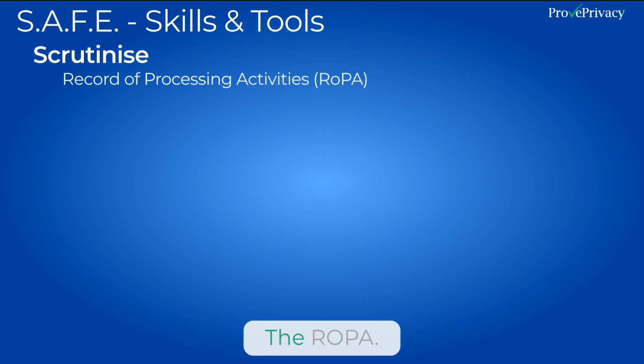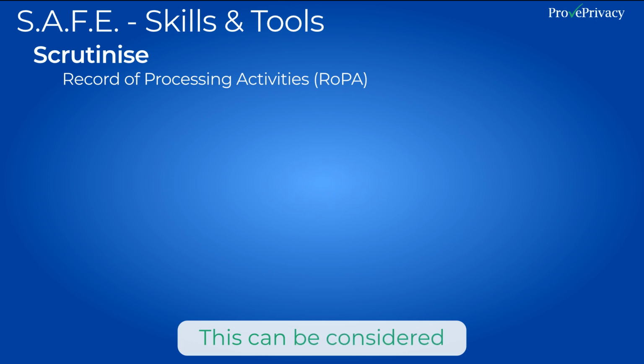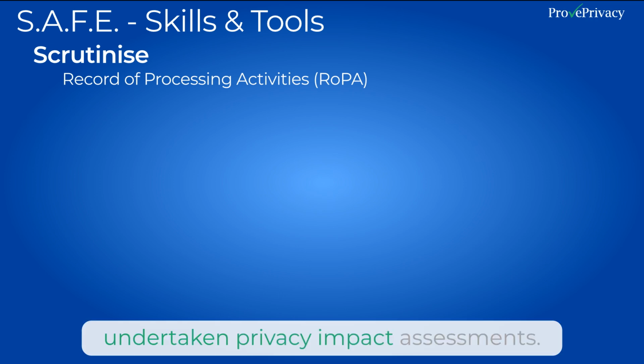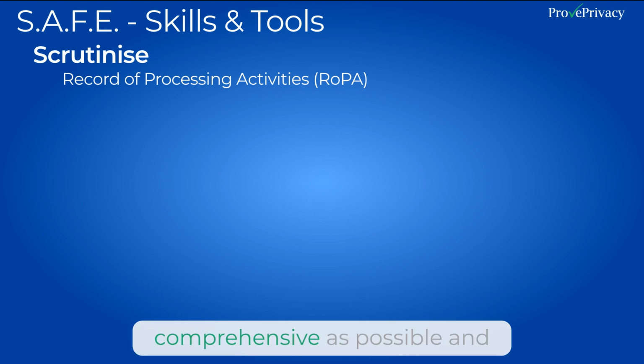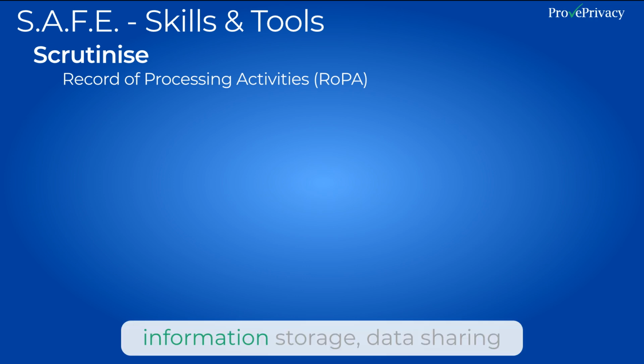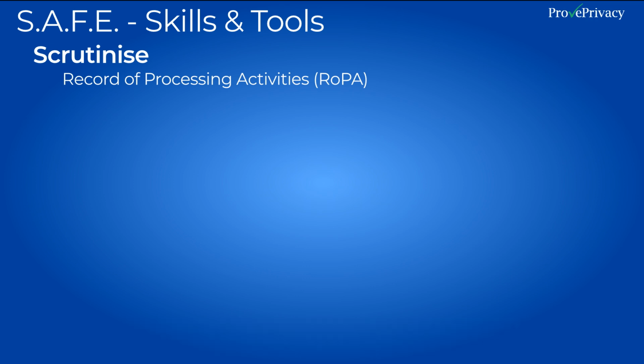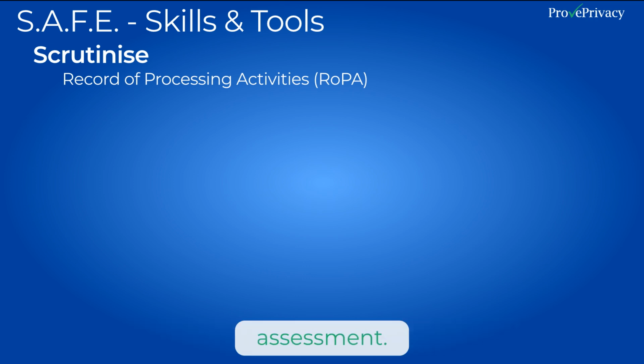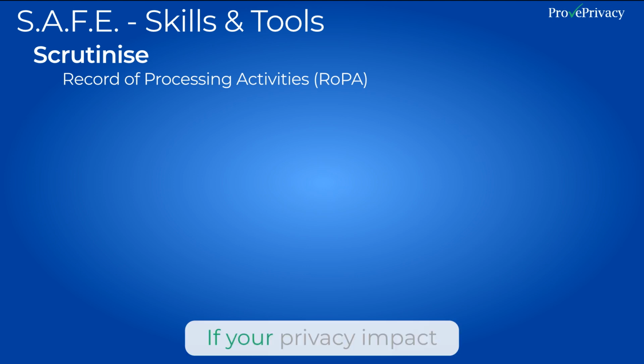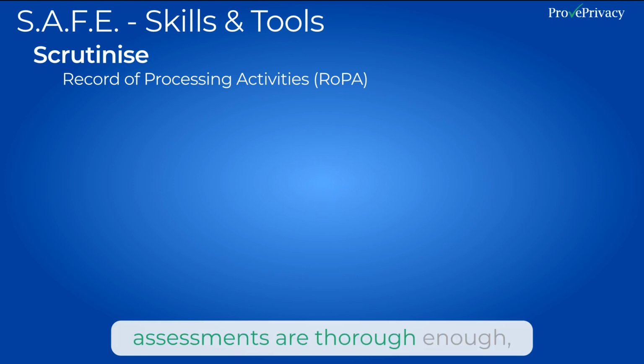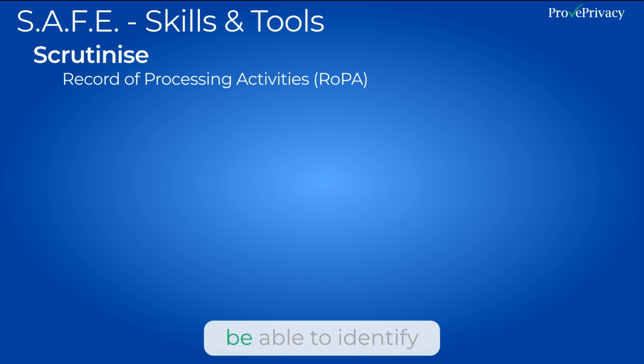The ROPA can be considered a list of activities upon which you have undertaken privacy impact assessments. It should be as comprehensive as possible and should consist of assessments on transparency, lawful basis, information storage, data sharing, and any other high-risk assessment. If your privacy impact assessments are thorough enough, then you will easily be able to identify the risks or issues.